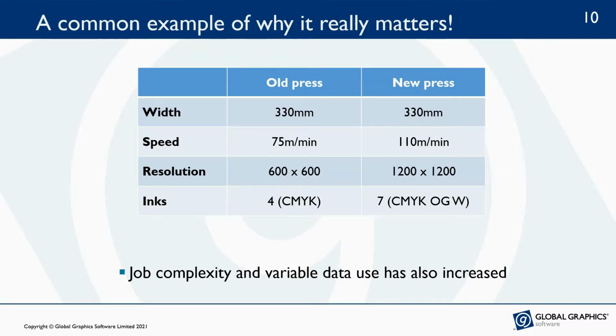The new press is slated to be the same width, but to print at 110 meters or 360 feet per minute, and at 1200 by 1200 dpi. It'll use a 6-color extended gamut ink set, CMYK plus orange and green, and white. That's pretty representative of what vendors are launching or working on right now. Let's use the calculator to work out the data rates for the two presses.